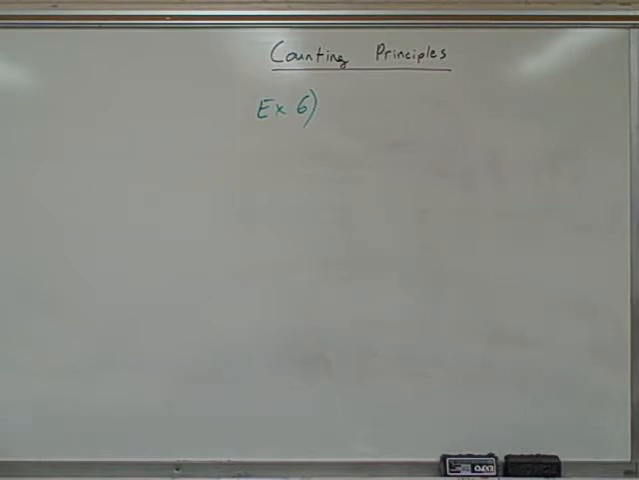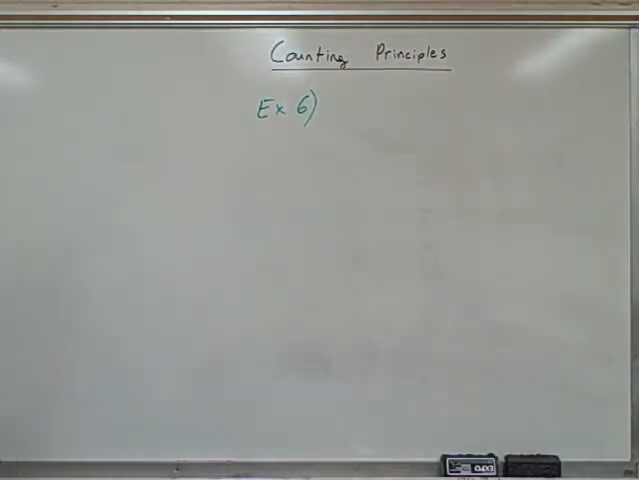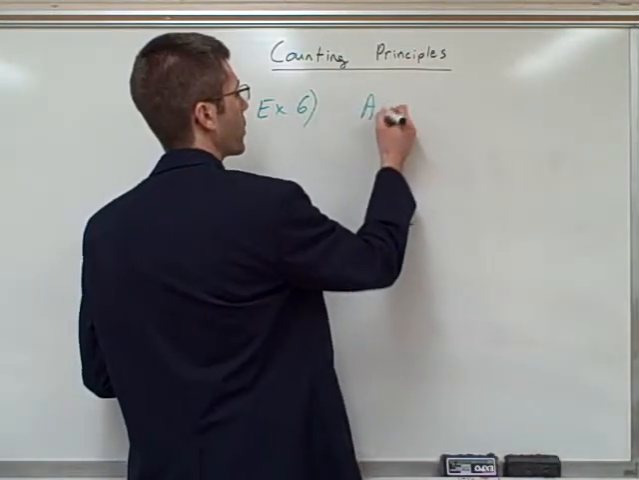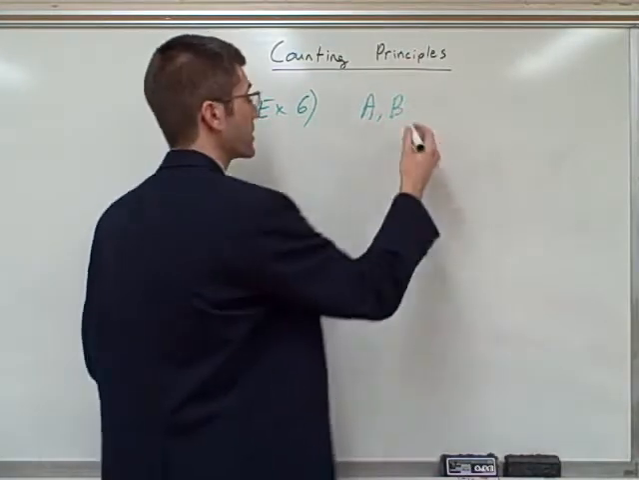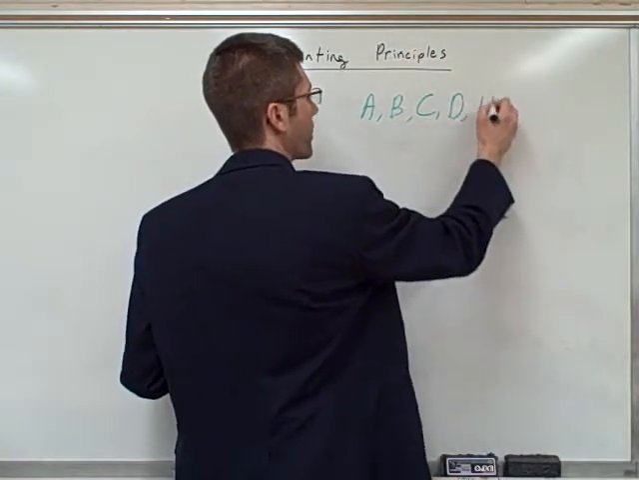Here we go, example 6. In how many ways can a first and second place winner be chosen from a contest involving 5 people? Let's just go ahead and name them again. We got Antoine and Bernie. I'm now making up the A, B, C, D, and H. But let's just go back to these 5 people right here.